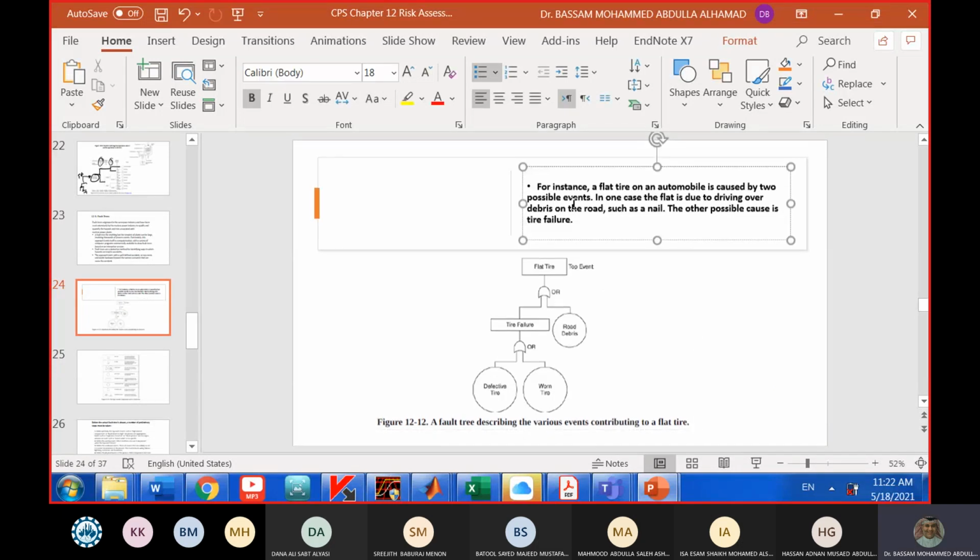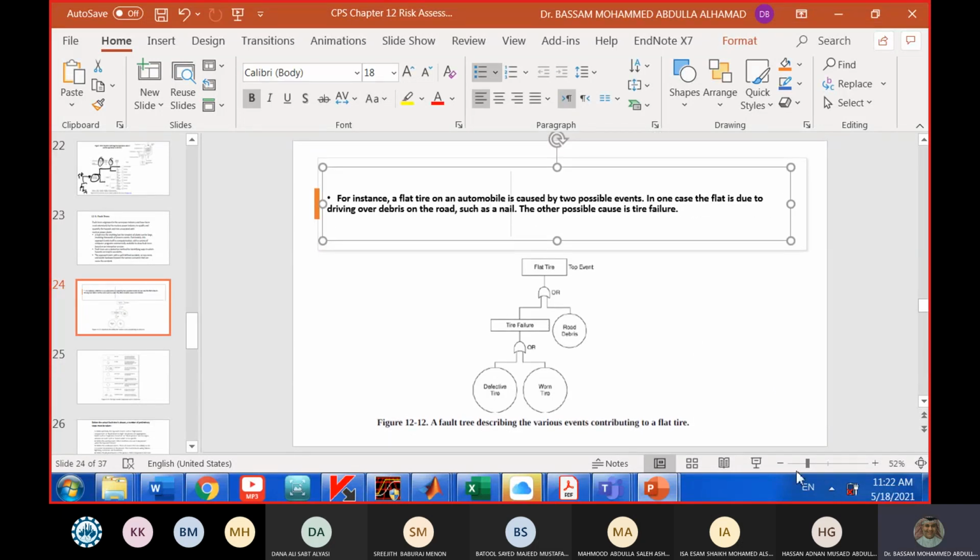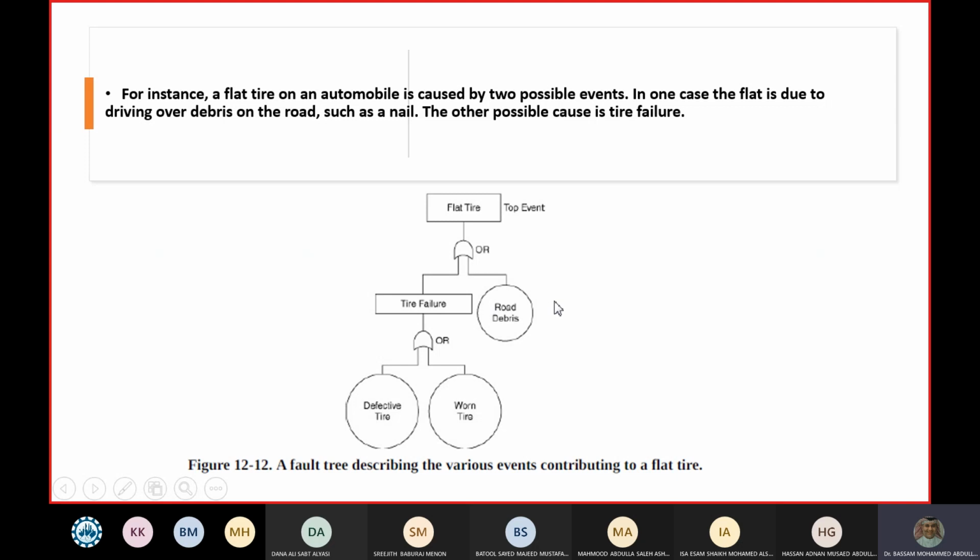Yes. Okay. This is better. Now, I did this just for a better view. So now if you have a flat tire, we already have taken this last time. You have a flat tire, which is the top event, and then you have the intermediate events, and the lower events. And here you are saying that simply, if you will have a flat tire because of tire failure, or there's a problem with the road debris.